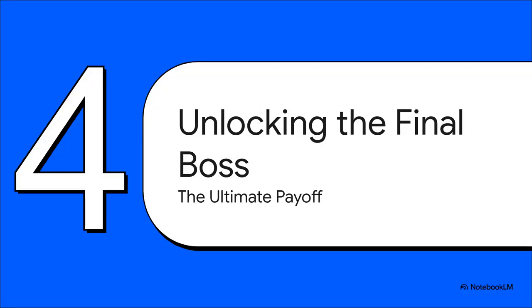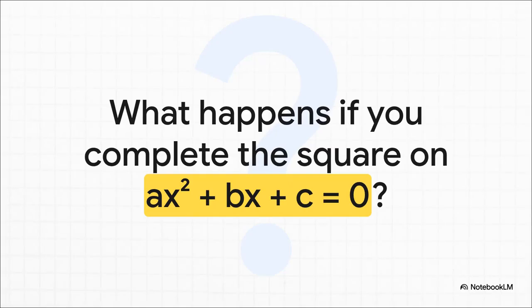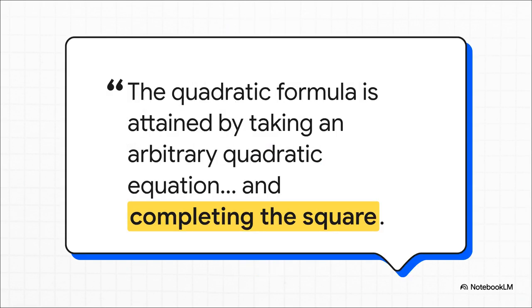But hang on, there's one more secret, kind of the ultimate payoff for really getting this concept. You could even call it the origin story of the final boss of every algebra class. Just think about this for a second. What do you think would happen if you took the most generic, universal quadratic equation you can write, ax squared plus bx plus c equals 0, and just went through the steps? What would you get at the end? Well, the answer is kinda mind-blowing.